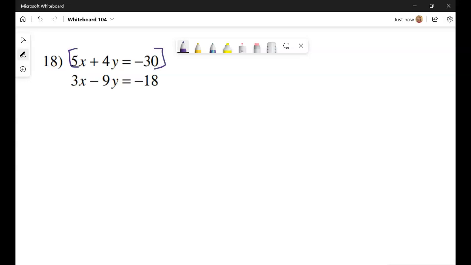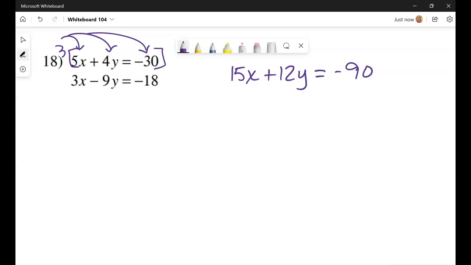Okay, so I'm going to multiply this one by 3. Every single part of it. So I'm going to get 15x plus 12y equals negative 90.